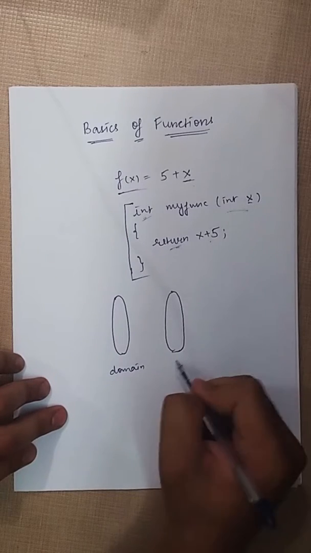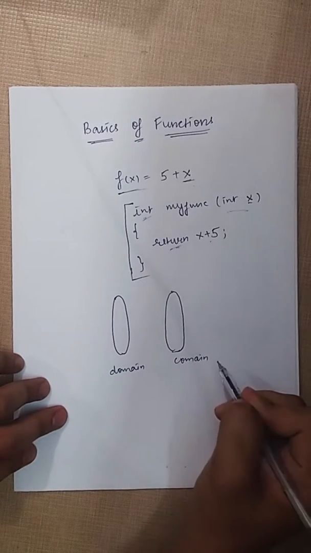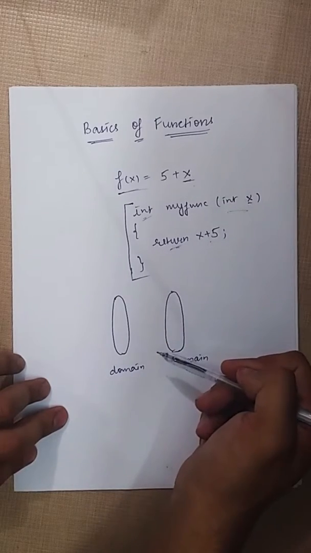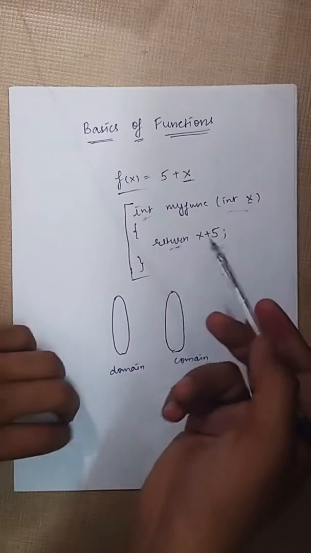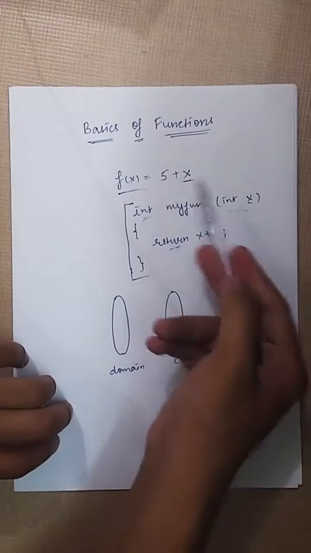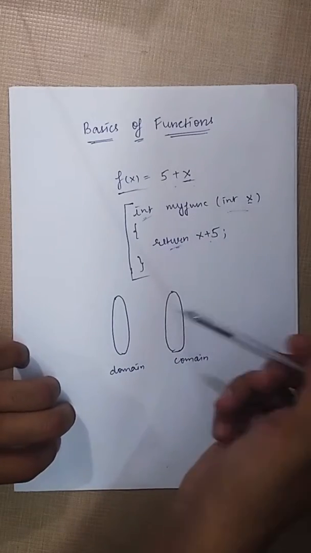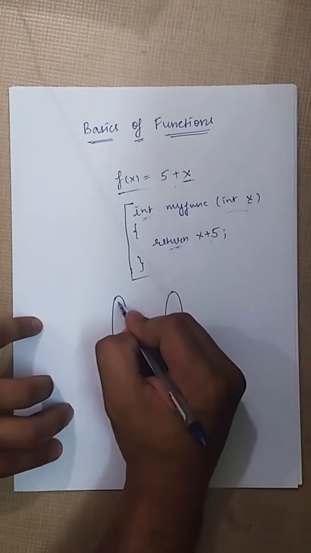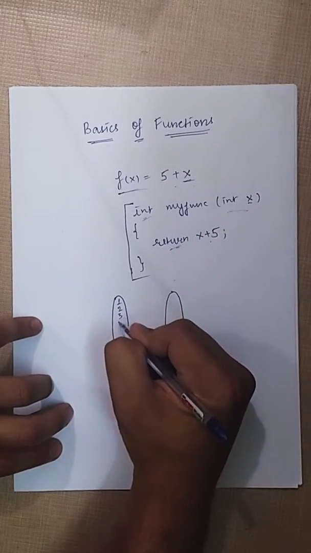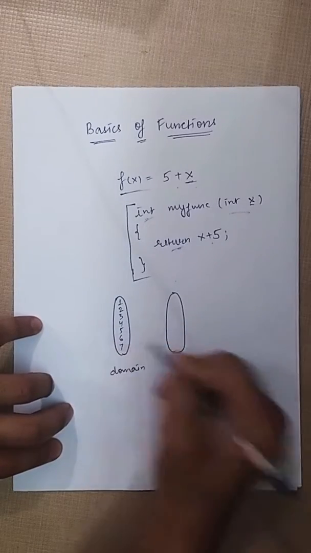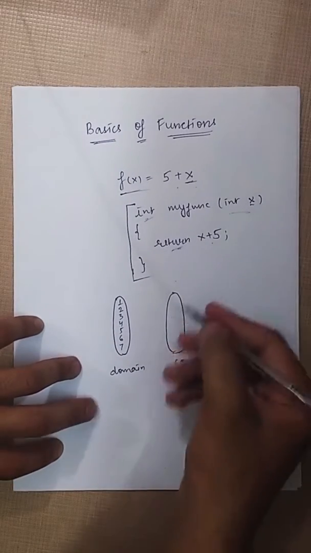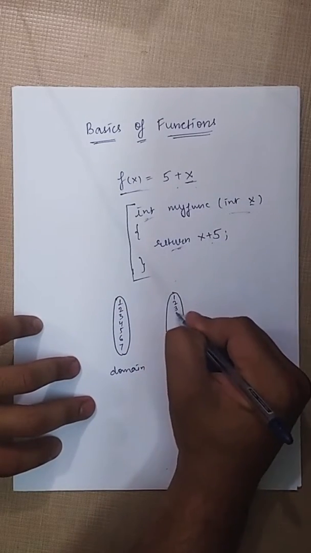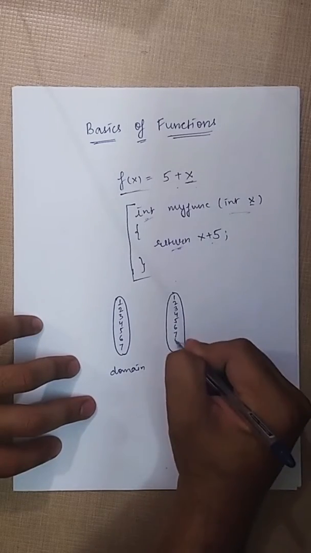And the right hand side is called the codomain, and it's the set of those values which are given out by the function, the results. For example, if the domain is 1 2 3 4 5 6 7, then in the codomain numbers like 1 2 3 4 5 6 7 8 9 will appear.